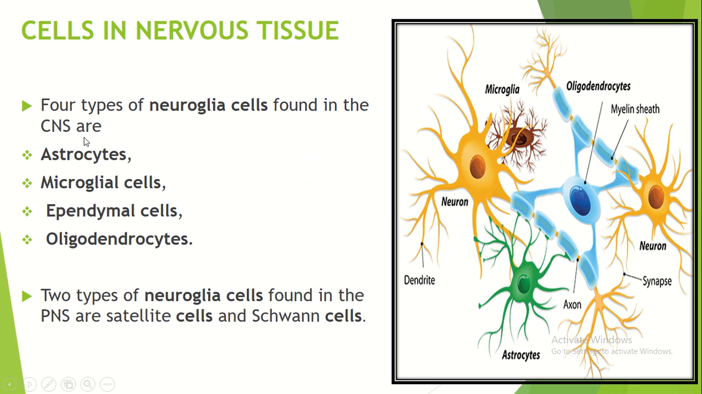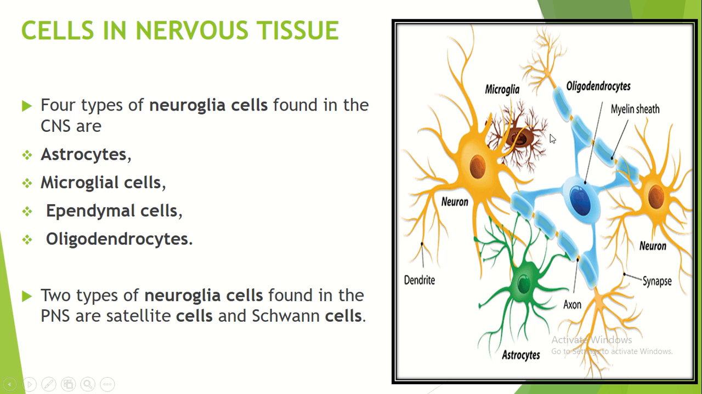Our nervous system has two parts, mainly the central nervous system and the PNS, the peripheral nervous system. In the central nervous system there are 4 types of cells, and in the peripheral nervous system there are 2 types. The central nervous system consists of astrocytes, microglial cells, ependymal cells, and oligodendrocytes. The central nervous system has the brain and the spinal cord. The neuroglial cells found in the peripheral nervous system are the satellite cells and the Schwann cells.